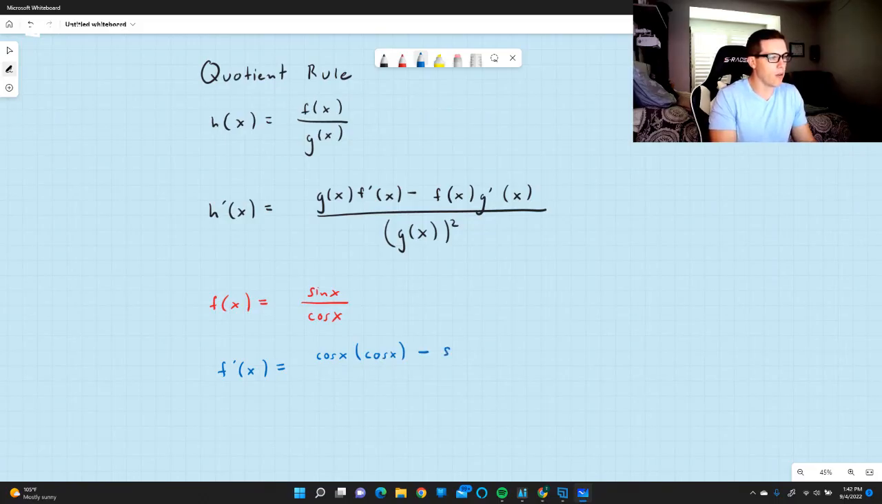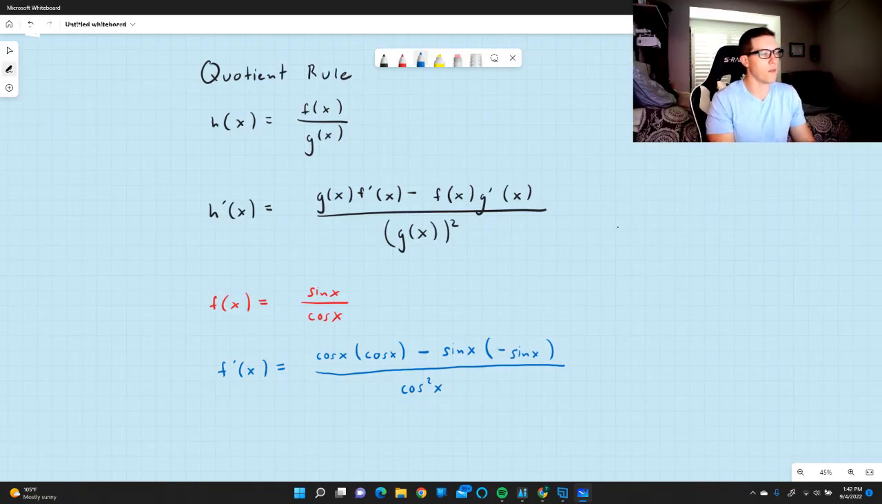Minus the high one times the derivative of cosine. The derivative of cosine is negative sine x from your derivative rule sheets. All over cosine squared of x, because we square the denominator. And we can simplify this one. Cosine times cosine is cosine squared. Sine times sine is sine squared, and there are two negatives, so it's a positive. All over the bottom squared.